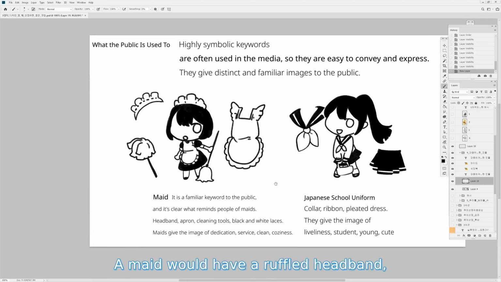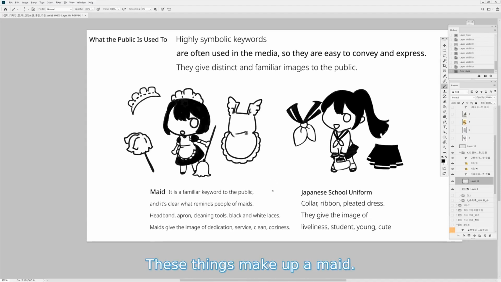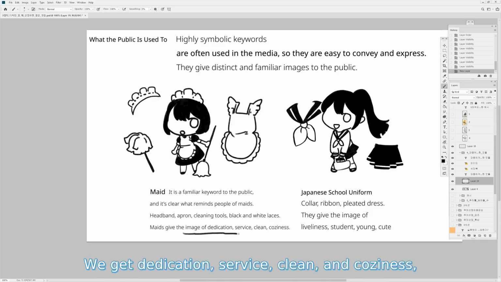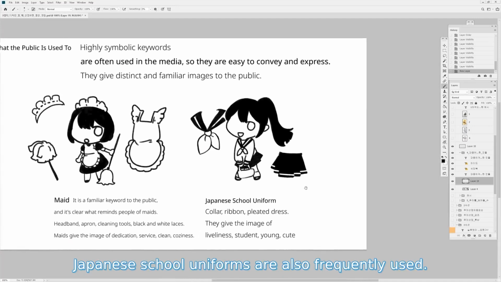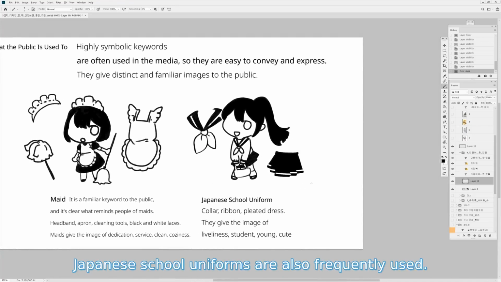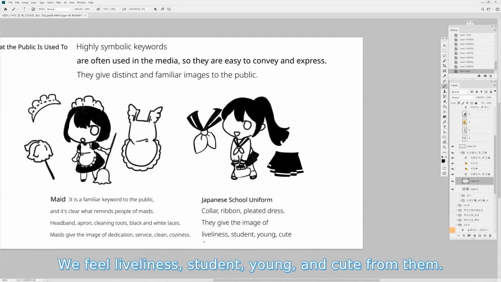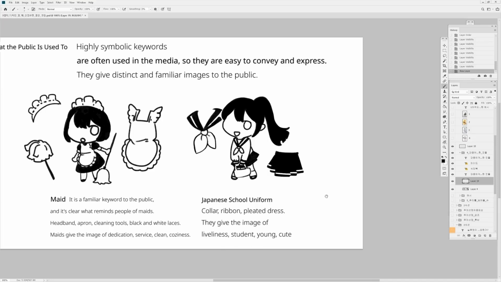Let's see. A maid would have a ruffled headband, a frilly apron, a contrast of black and white, and cleaning tools. These things make up a maid. It's a familiar keyword to the public, and it's clear what reminds them of a maid. We get dedication, service, clean, and coziness, which are positive images from them. Japanese school uniforms are also frequently used. The collar, ribbon, and pleated dress. We feel liveliness, student, young, and cute from them.